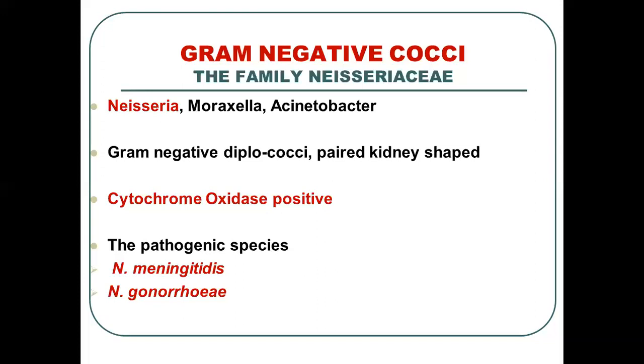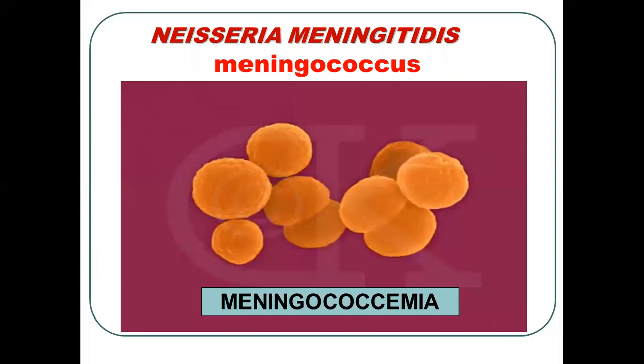Here you can see the organism Neisseria meningitidis, which we also call the meningococci. It causes meningitis and another disseminated disease called meningococcemia. The organisms occur in pairs. You can see very well there the organisms in pairs. They are almost kidney bean shaped, and they are gram-negative cocci.